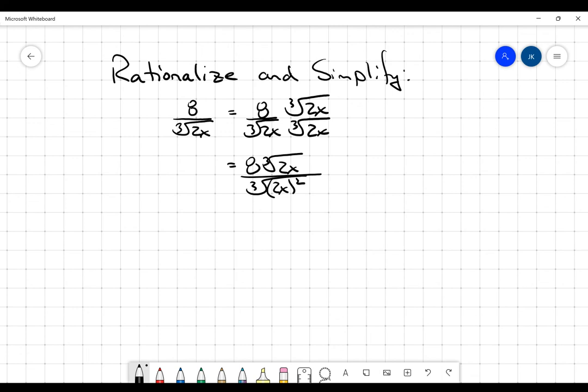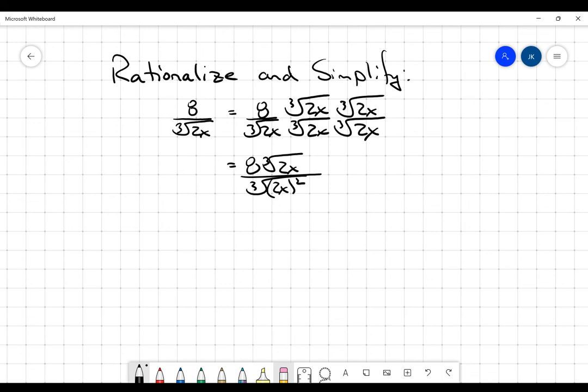Now, the idea here is that I want to get rid of the radical. In this case, all I did was square the radicand in the denominator, but it didn't get rid of the radical because the radical is a cube root. I need to have this thing cubed. So what I needed to do was go up to the top here and multiply by another cube root of 2x.